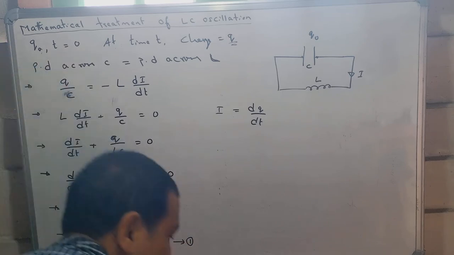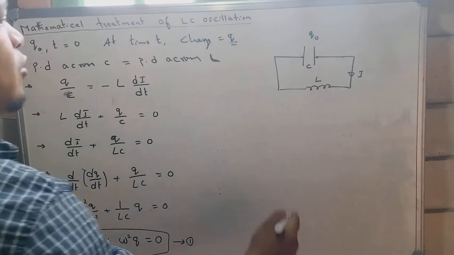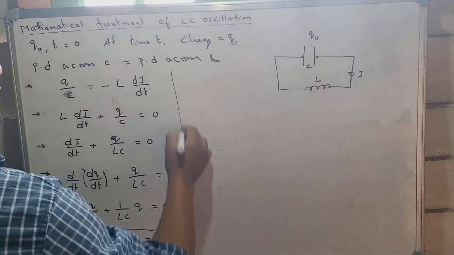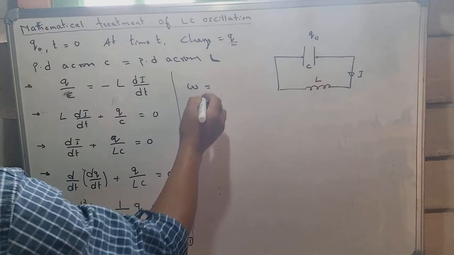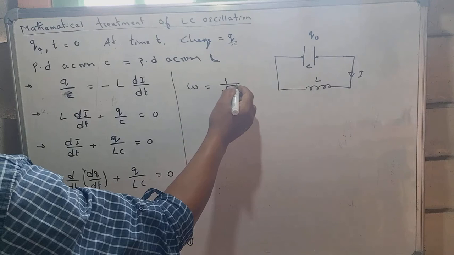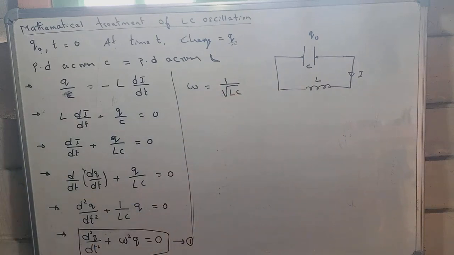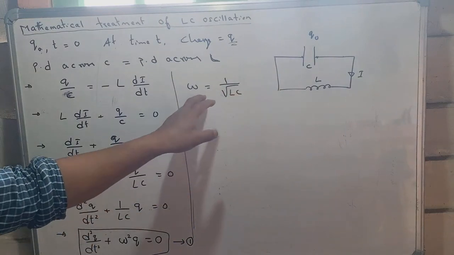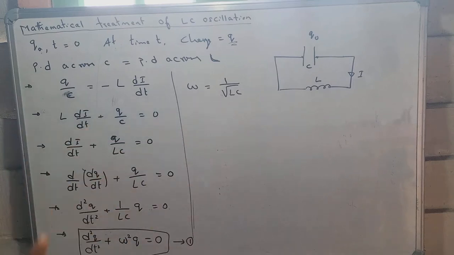How much is omega in this case? This omega is equal to 1 upon root LC. I think you still remember this equation also when we talk about resonance. When you go back to the resonance topic, you'll get omega is equal to this much.